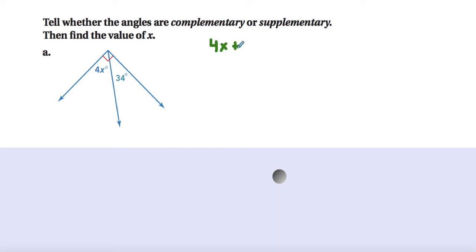4x plus 34 is going to equal 90 degrees. To isolate my variable to get it all by itself, I'm going to use inverse operations. I'm going to subtract 34 on both sides. 34 minus 34 cancels out to be 0, and I can bring down my 4x.